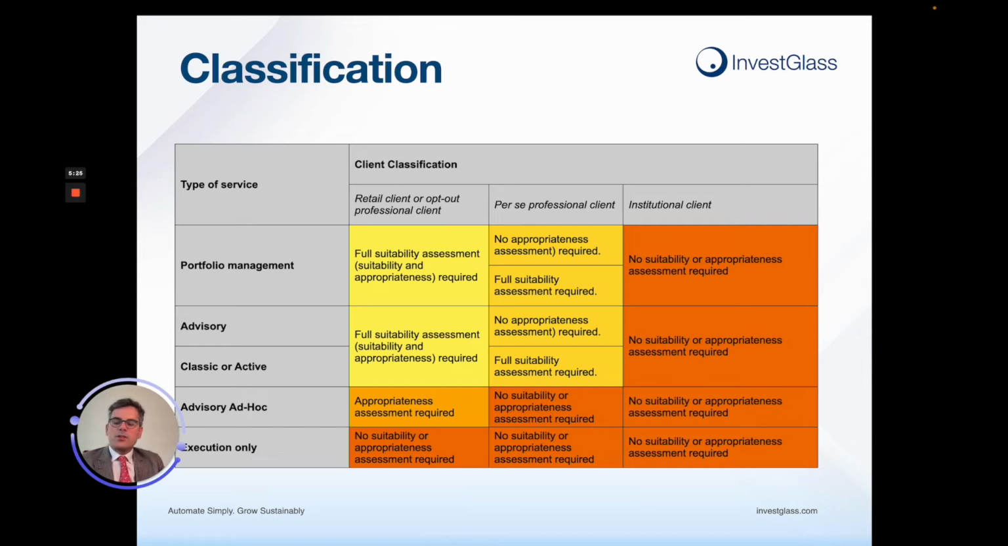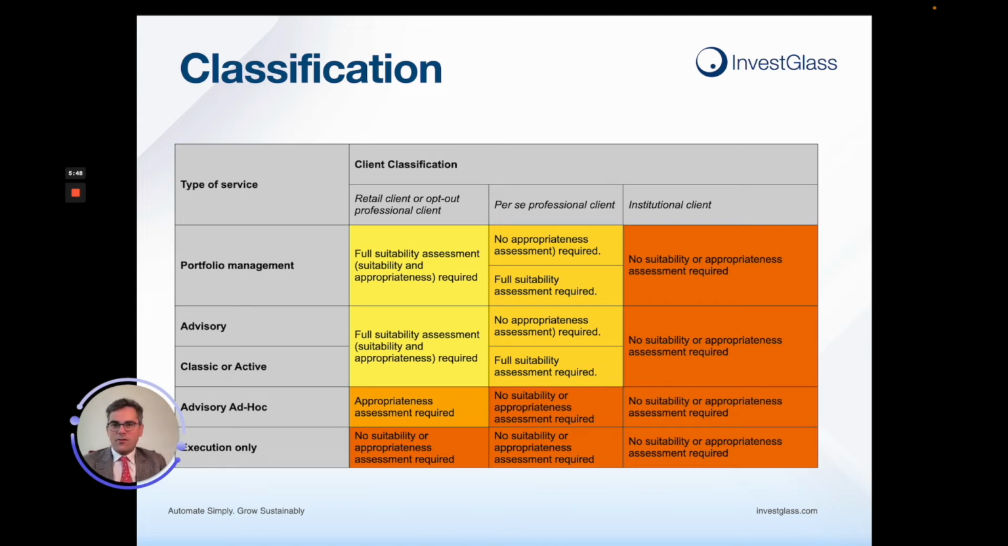As you can see, you have two dimensions. The first dimension is the client classification, and the second is the types of service. As you'll see also with those colors, it's quite easy to find when suitability and appropriateness is needed and when it's not needed. Then some of you will directly tell me, well, I have institutional clients doing execution only, so I don't need to do anything.